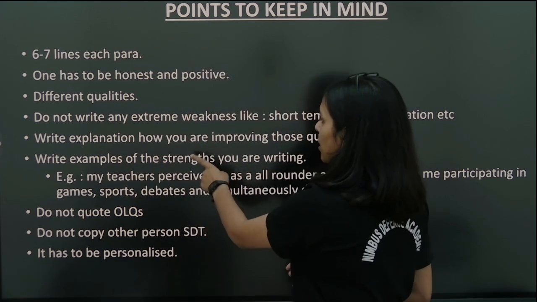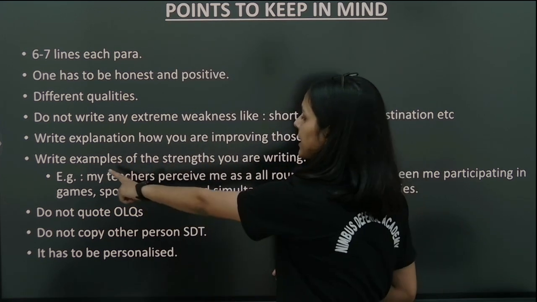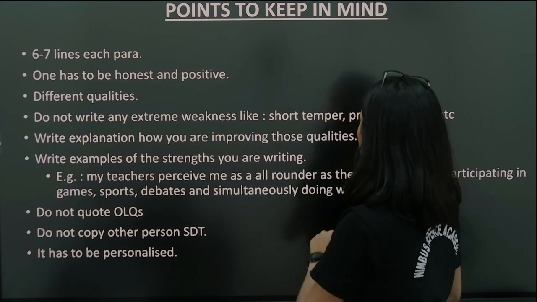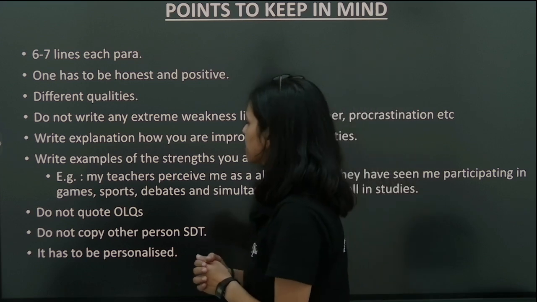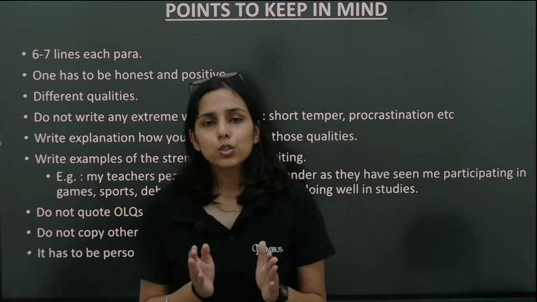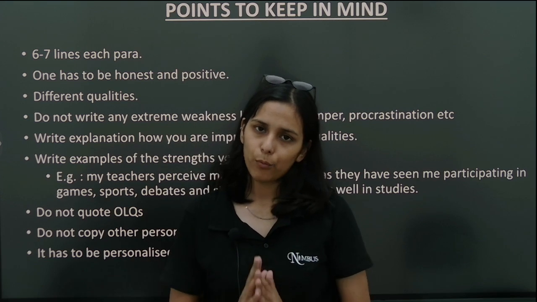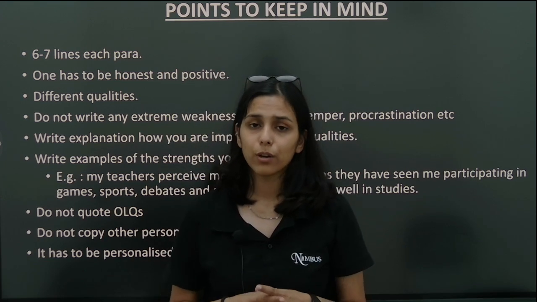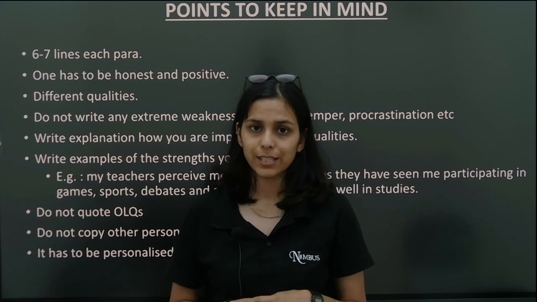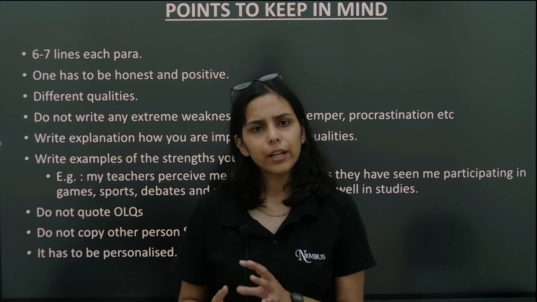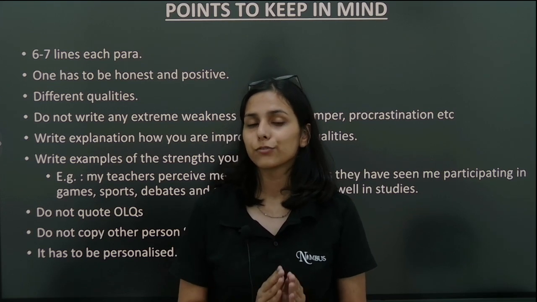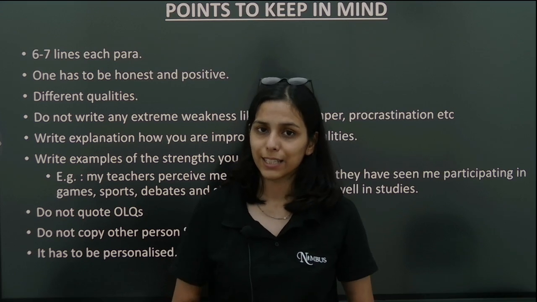Write an explanation of how you are improving those qualities. Write examples of the strengths you are writing. For example, my teachers perceive me as an all-rounder as they've seen me participating in games, sports, debates, simultaneously doing well in my studies. So basically, your psych officer will have one copy of your PIQ where you have already written the kind of participation you have done in your schools and colleges in sports, extracurricular, and what are your percentages. So he can verify from it whether you are telling the truth or a lie.